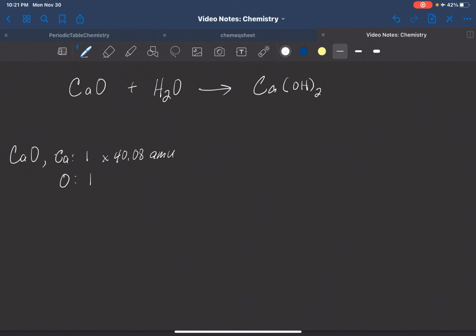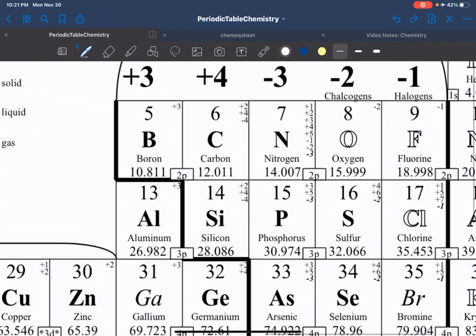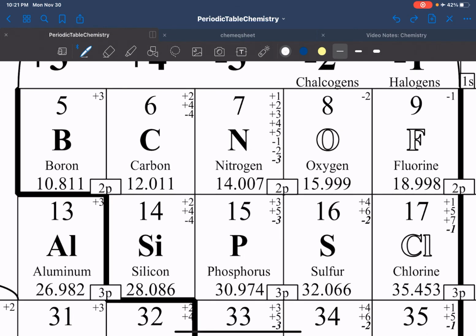If the coefficient is 11, I don't care, you just multiply by 11 by whatever the mass is. So don't let that freak you out. Okay. So obviously this would be 40.08 AMU. Let's go find oxygen. And after you do enough of these, you'll kind of memorize these. There's certain ones you use often, like oxygen and stuff like that.